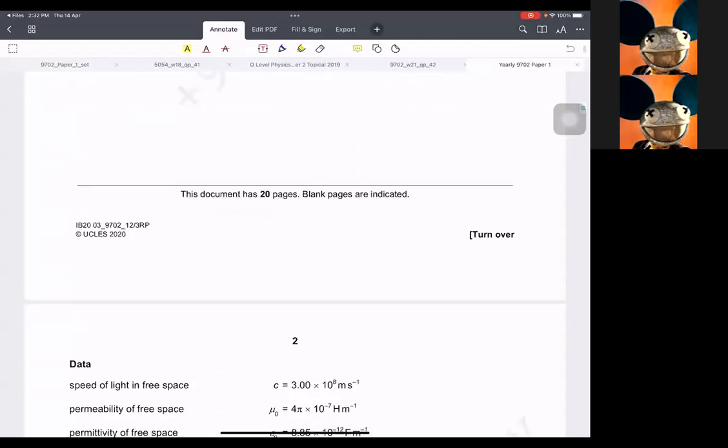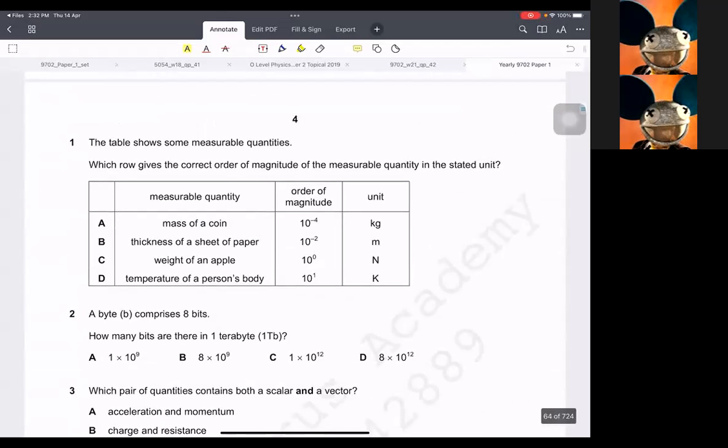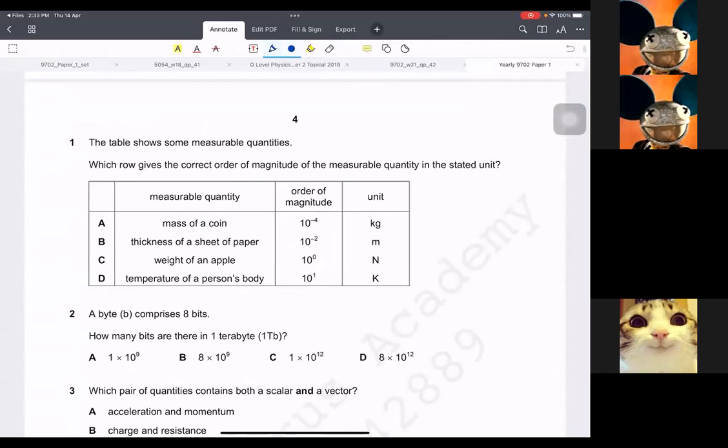Okay, so the table shows some quantities. Which row gives the correct order of magnitude? Mass of a coin. Is the mass of a coin that small? I don't think so. Thickness of a sheet of paper.